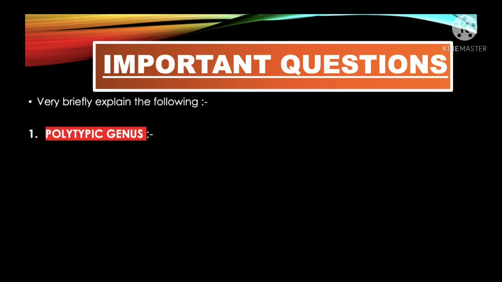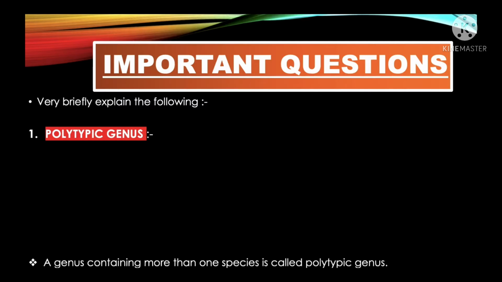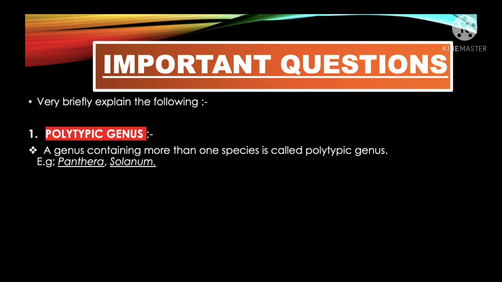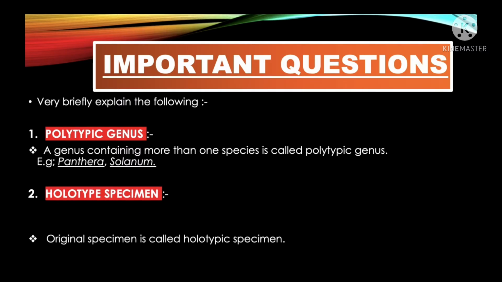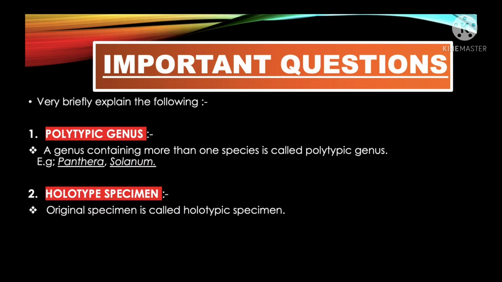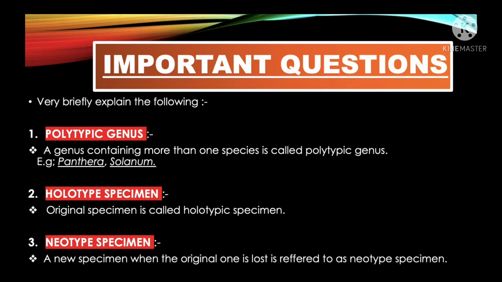First one, the polytypic genus. So, what is polytypic genus? A genus containing more than one species is called polytypic genus, like Panthera, Solanum, etc. What is holotype specimen? Original specimen is called holotypic or holotype specimen. What is neotype specimen? A new specimen, when the original one is lost, is referred to as neotype specimen.